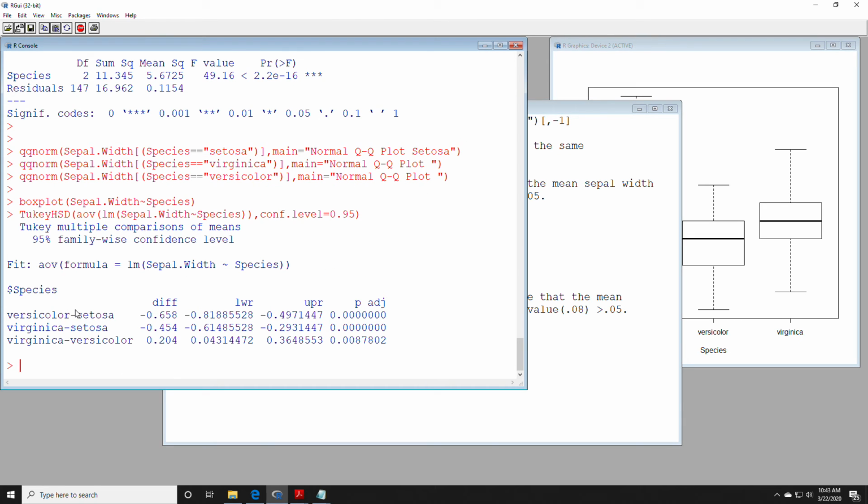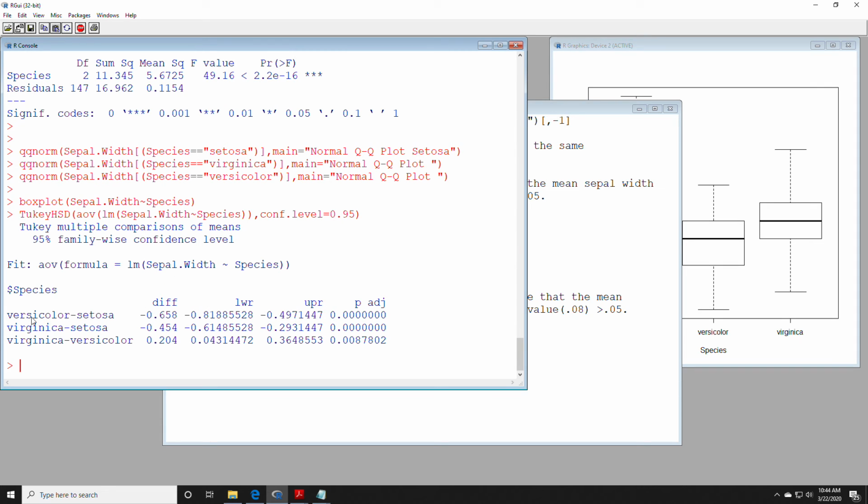So for our first confidence interval, we are comparing versicolor and setosa species, but of course what we're comparing is their sepal widths, right? Don't confuse what we're comparing. We're comparing the sepal widths for these different species. So this first column you can ignore, this last column you could ignore. This is the lower bound of the confidence interval, this is the upper bound of the confidence interval.